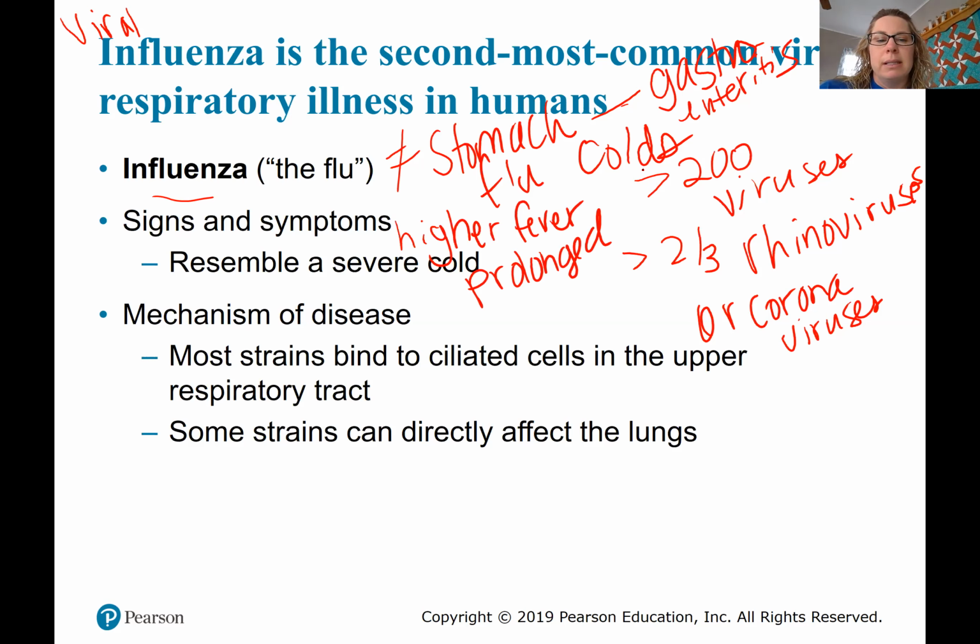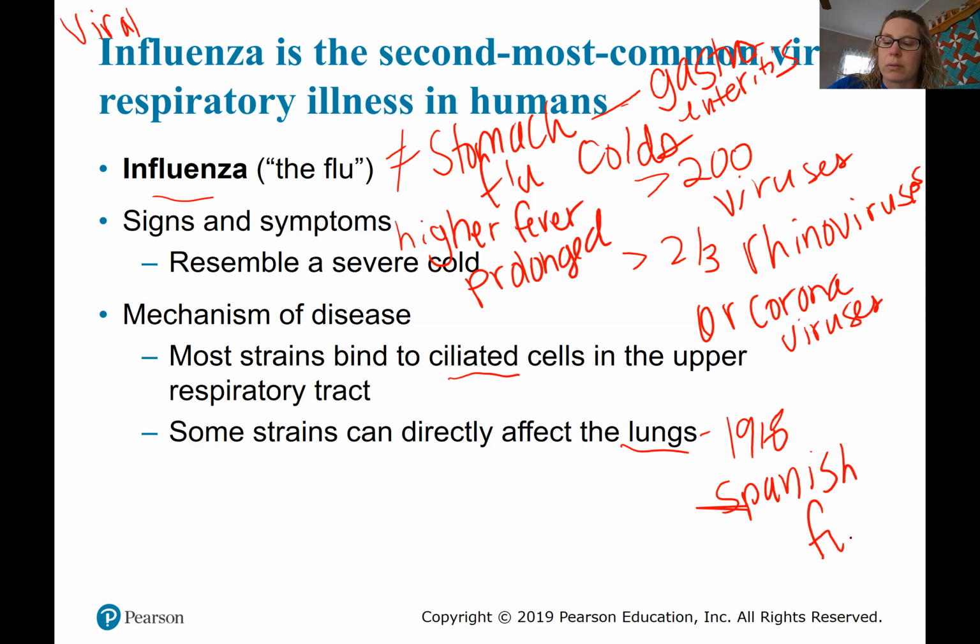Okay. Now, most strains of influenza bind to ciliated cells of the upper respiratory tract. So in the nasal cavity and the sinus cavity and so on, but some can directly affect the lungs, as in the 1918 or the Spanish flu. Okay, and that's one of the reasons that particular flu strain was so deadly. And you can learn more about that in the video. You'll learn a lot more about that particular flu virus.